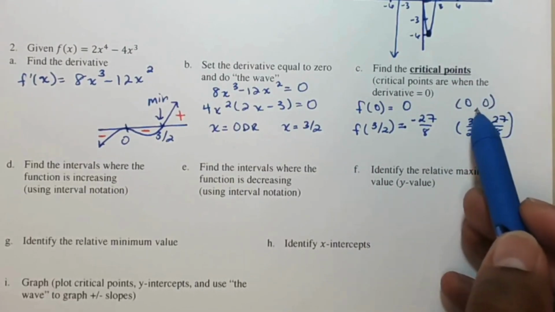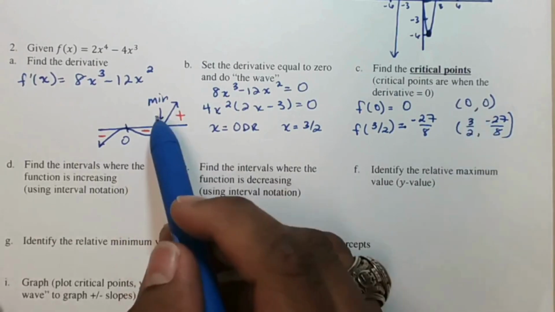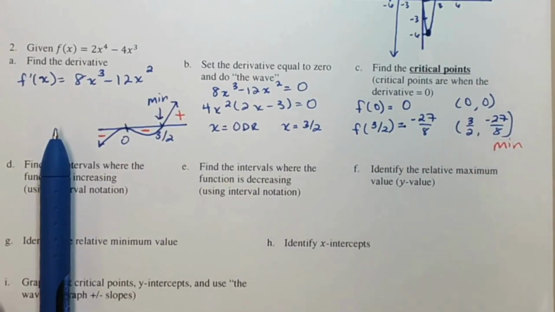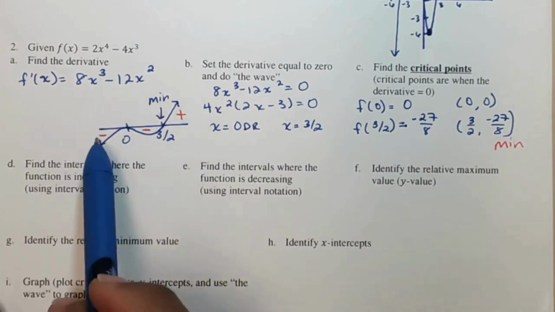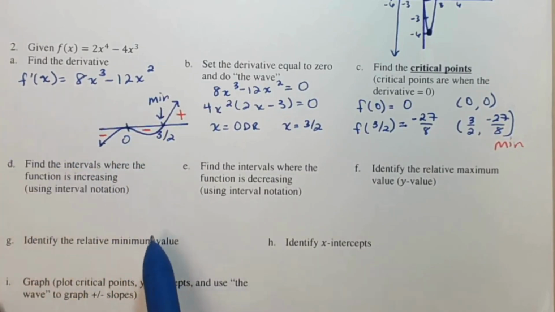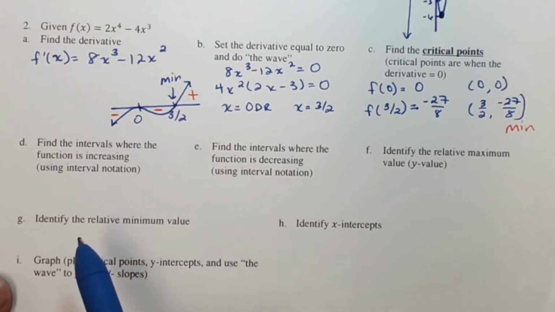Now is 0, 0 a maximum point, since this point is going to be a minimum? No, because there is no sign change. Our graph is always decreasing. It might do something weird along the way, but our graph is literally always decreasing.